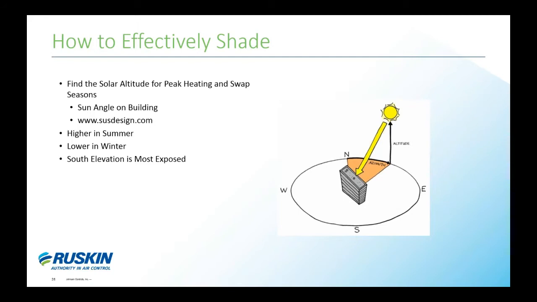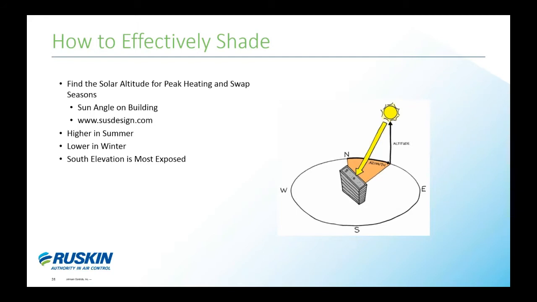However, after you know the geographical location of the project, the next step is finding the proper placement for a sunshade: find the solar altitude, the angle of the sun on the building, for the peak heating season and the swap season. These can be found on websites such as www.suzdesign.com after entering the location of the project and the time of the year. Also note the solar azimuth, the horizontal angle between the sun and the true north.